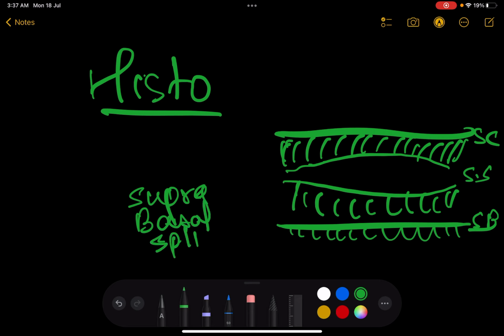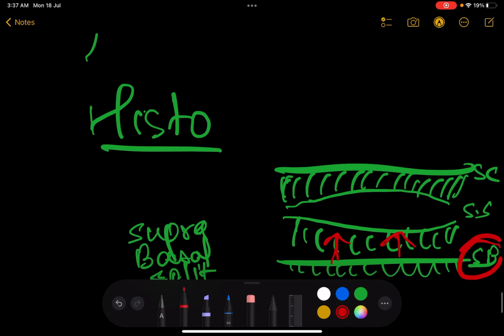suprabasal split. Why suprabasal? Because obviously it's above the stratum basalis, and there's a split above the stratum basalis. You could also call it an intraspinal split, according to me, but we do not say that. And what is very important is that there's a tombstone appearance.